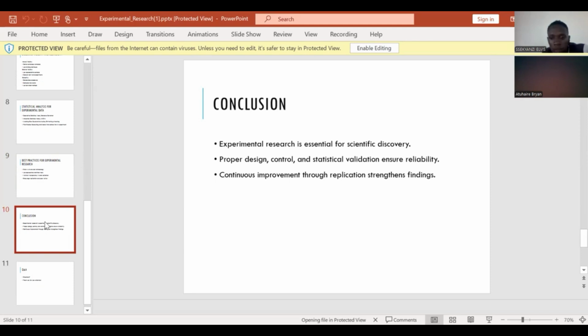Yes, to begin with, we know that experimental research plays a vital role in advancing knowledge by allowing researchers to determine the different cause and effect relationships through controlled testing and manipulation of variables. We also know that proper design, control, and statistical validation ensure reliability, and continuous improvement through replication strengthens findings.